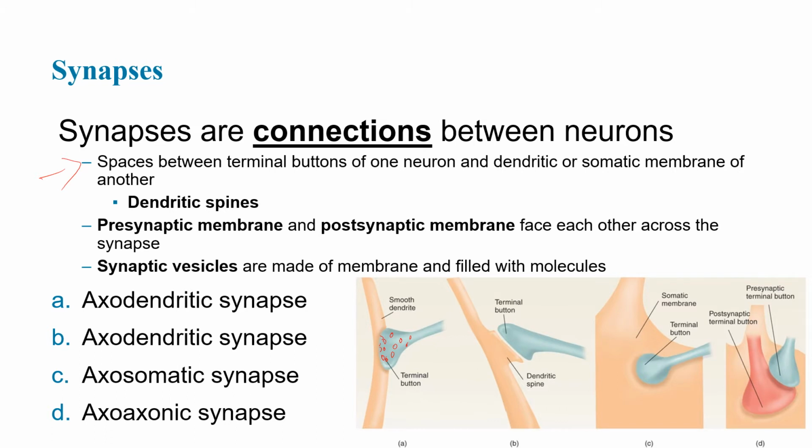So what you see over here in D is actually one of those exceptions to that, when I said that it usually goes from the terminal button to the dendritic or somatic membranes. And in this case with D, it's one terminal button on top of or going into another terminal button. So the synaptic gap is between the two terminal buttons. And we'll talk about this later and what this actually does to the terminal button that it's connected to. So the postsynaptic terminal button and how the presynaptic terminal button affects that.